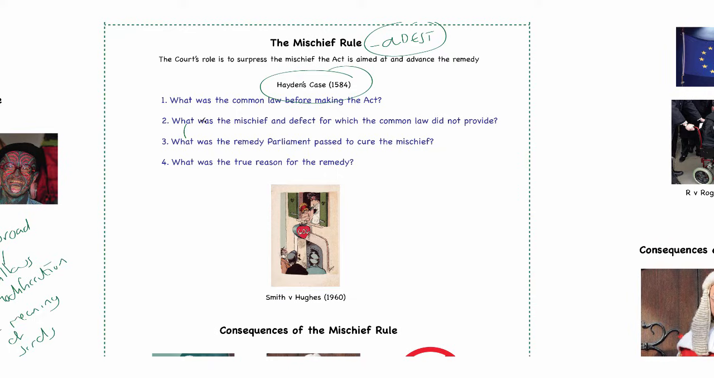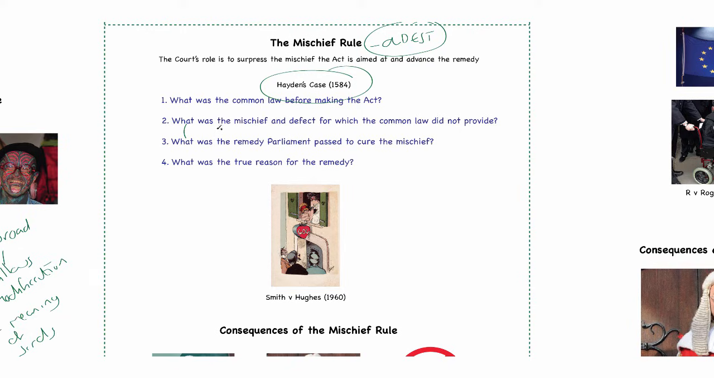And in that, we get some key rules. Remember, the court looks at the gap in the law that Parliament felt necessary to close. The gap is the mischief. It then interprets the Act to fill that gap and remedy the mischief Parliament had been aiming to remedy. Okay? And it does that by applying the rules from Hayden's case.